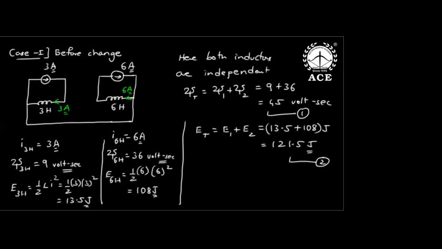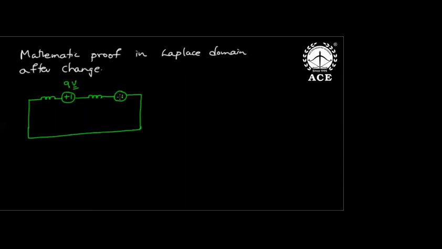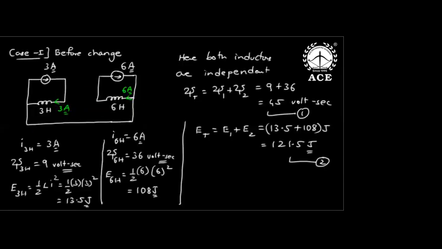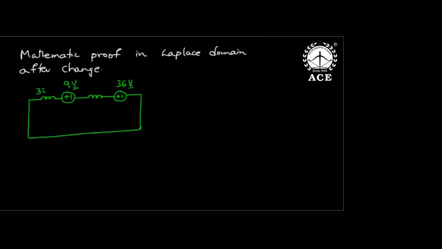The impedance is sL, that is 3s ohms and 6s ohms. Those who are not understanding this part, leave it. I will teach you again in the Laplace transform chapter, which is one of the last chapters.